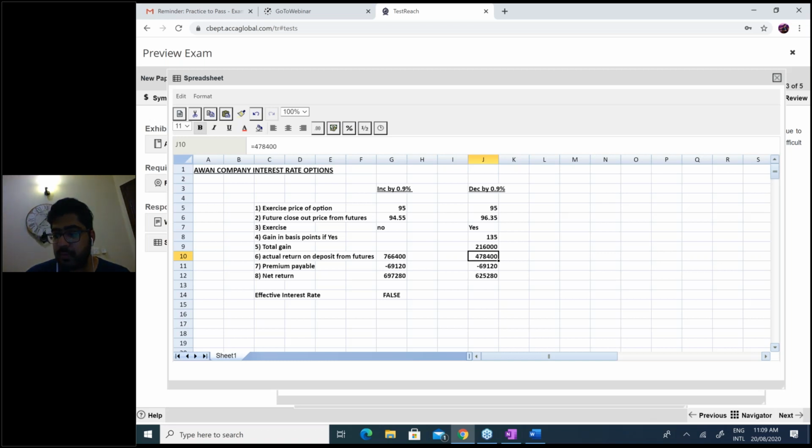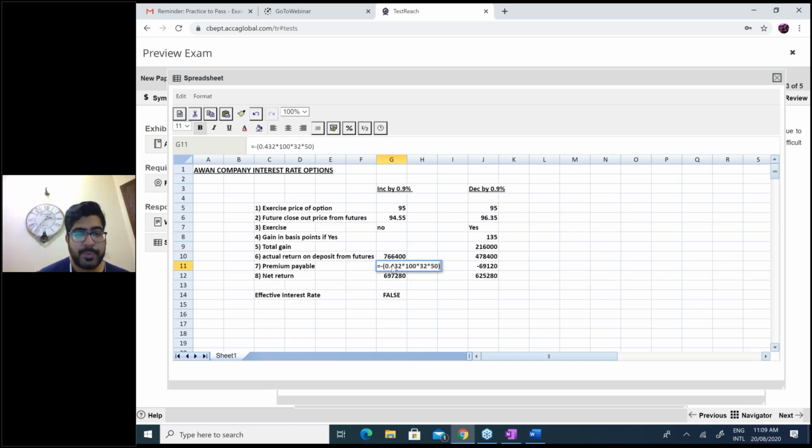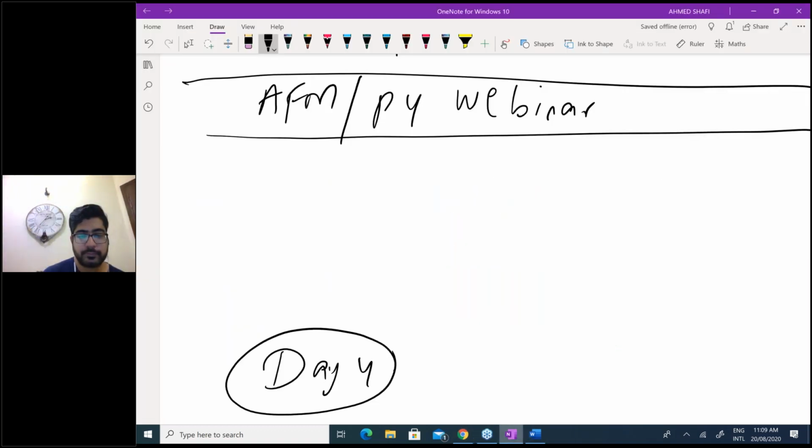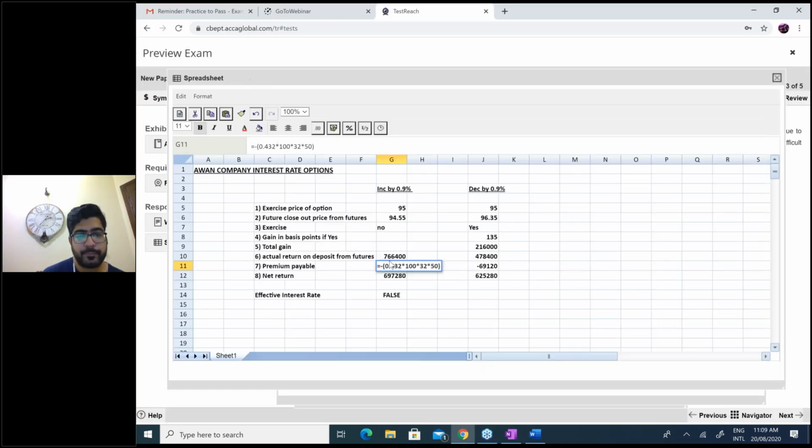And finally, premium payable. So if you need to take the premium payable, the premium is the premium rate into 100 spot into contracts into tick. Now, the premium rate. Which option to take? Call option. The 95 price call option. And obviously in deposit we take the call option. And which month have we taken? March. So the March call option premium is 0.121 here. Just change it to 0.121.